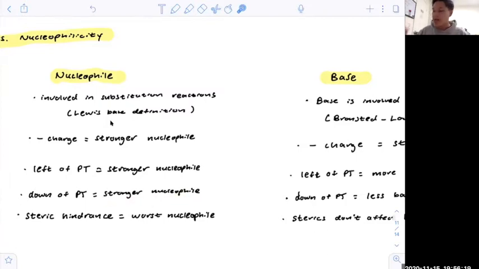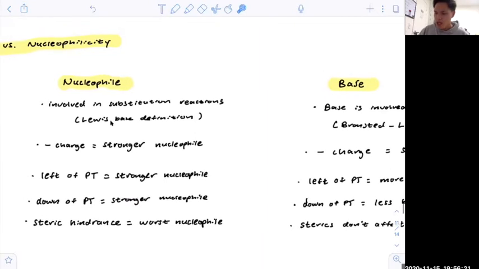And steric hindrance. Steric hindrance makes worse nucleophiles, right? We don't want steric hindrance on a nucleophile because we're going to have to attack it. We're going to have to attack a carbon, right?